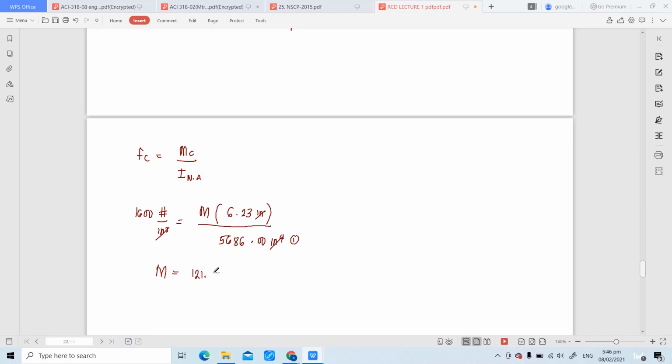121.65 po. Parehas lang po yung na-compute ng iba. Opo, sir. Okay. Next one.